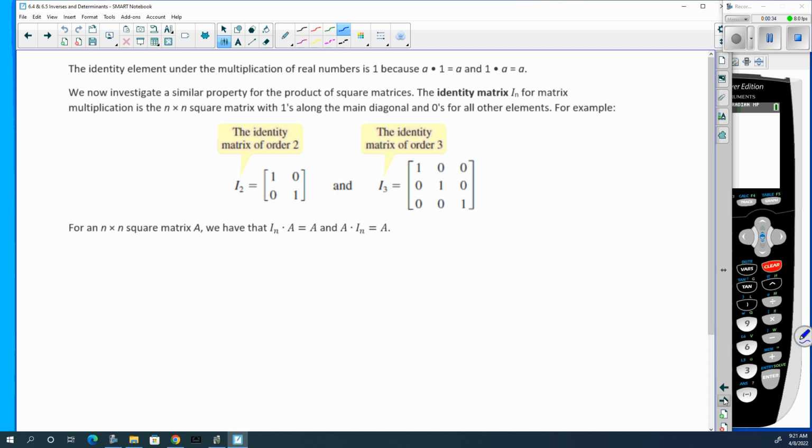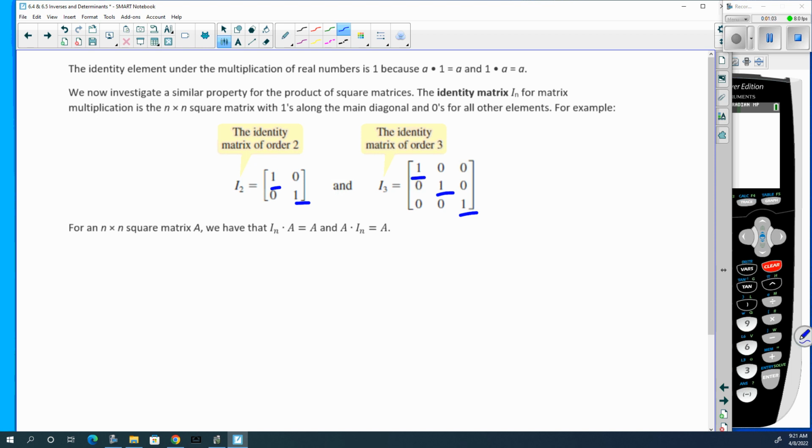Okay, now the identity matrix is where you have ones down this main diagonal and zeros in all of the other spots. So basically, if you took the identity matrix and multiplied it by another matrix, then you come up with the answer of that other matrix. So when you multiply by the identity matrix, it's kind of like timesing something by 1. It doesn't change the answer when you multiply.